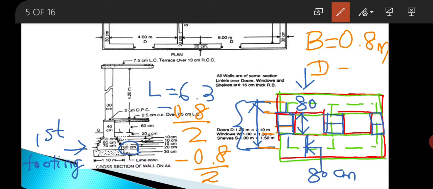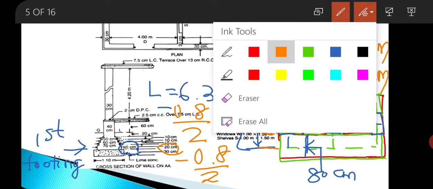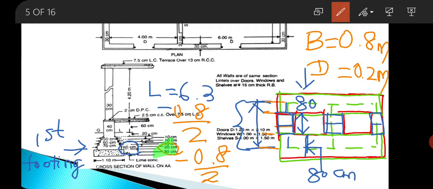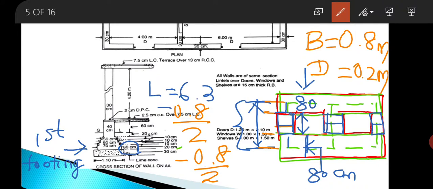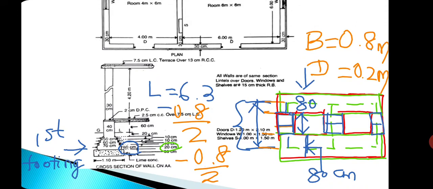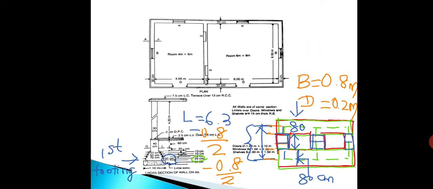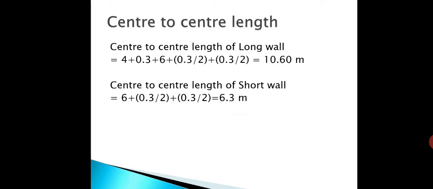Then come to the depth. What is the thickness of this first footing? The thickness of first footing is 20 centimeter, that means 0.2 meter. So, clear? Now we will move to our details of measurement form.